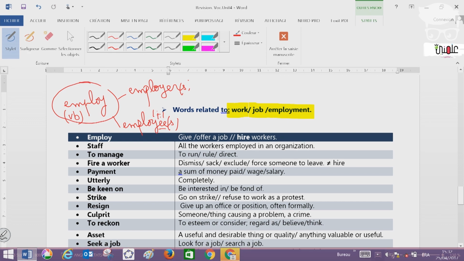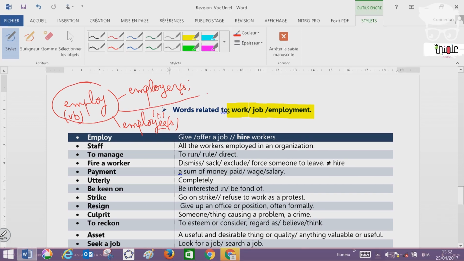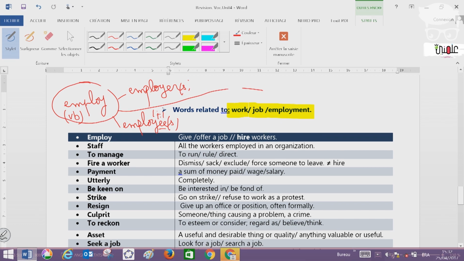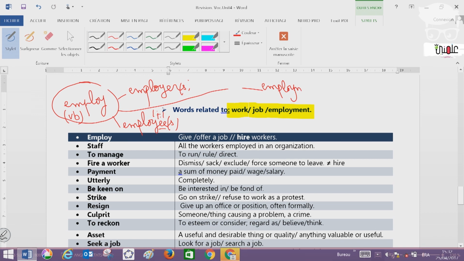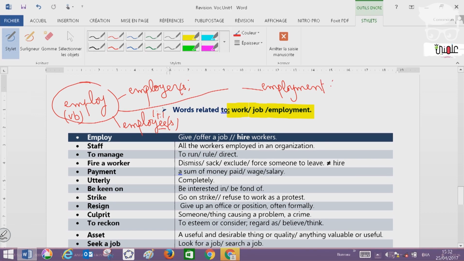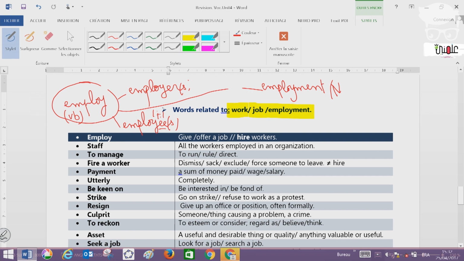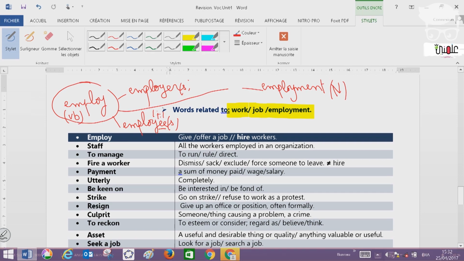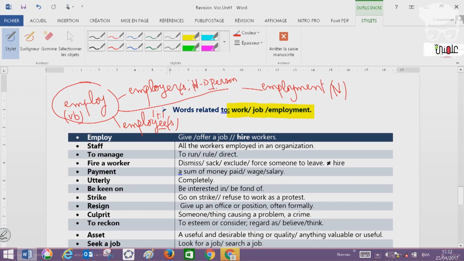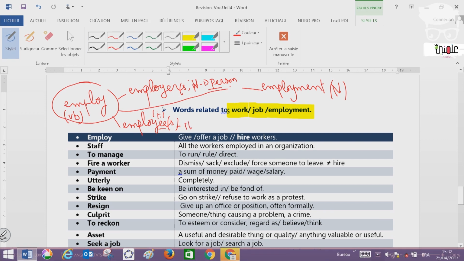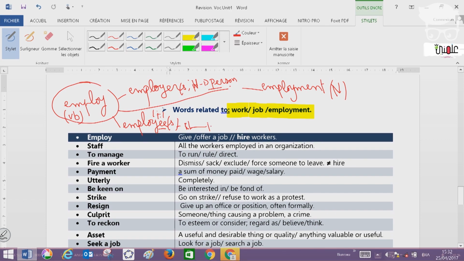You can say employment. And here it's a noun, but a general noun. Here both words are also nouns, but for a person. Here again, a noun for someone. A noun referring to someone.